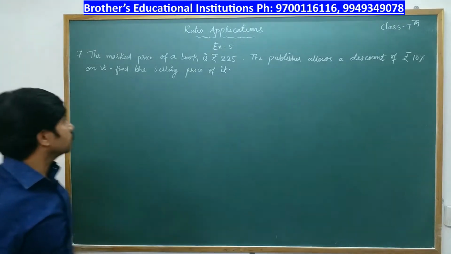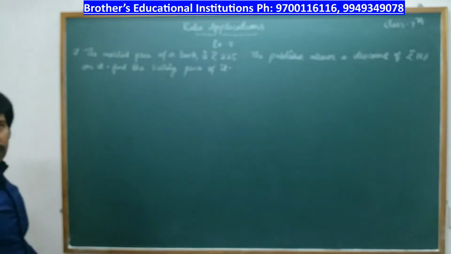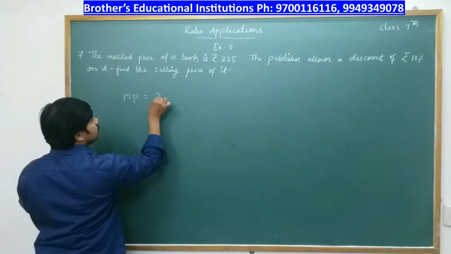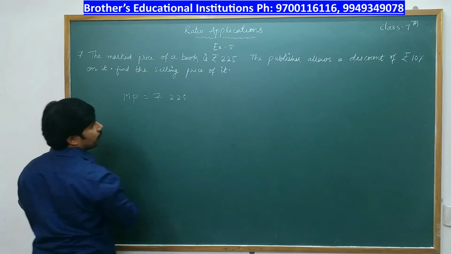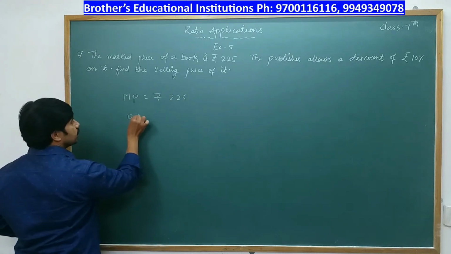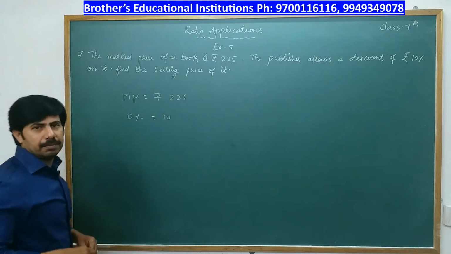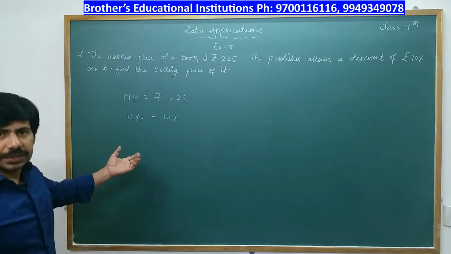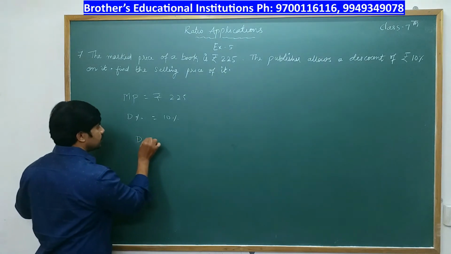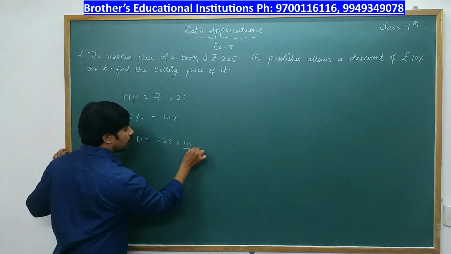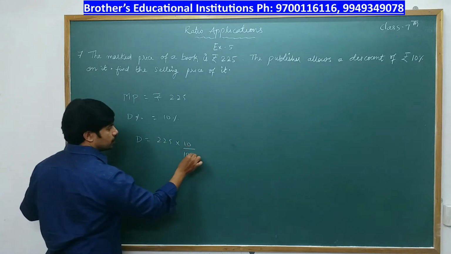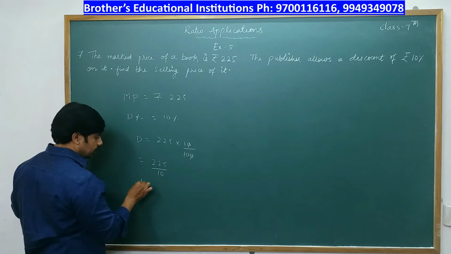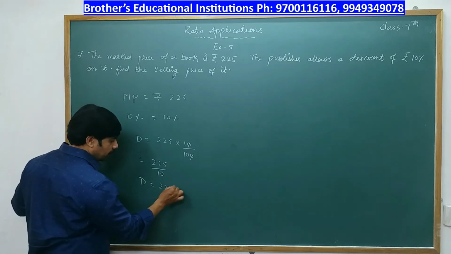Next problem. The marked price of a book is rupees 225. So we write MP is equal to rupees 225, and the discount percent is 10%. As the discount is given in percent, I'll find out the discount. Discount is nothing but 225 into 10 by 100. The zeros will cancel, so discount is 225 by 10, which is 22.5 rupees.